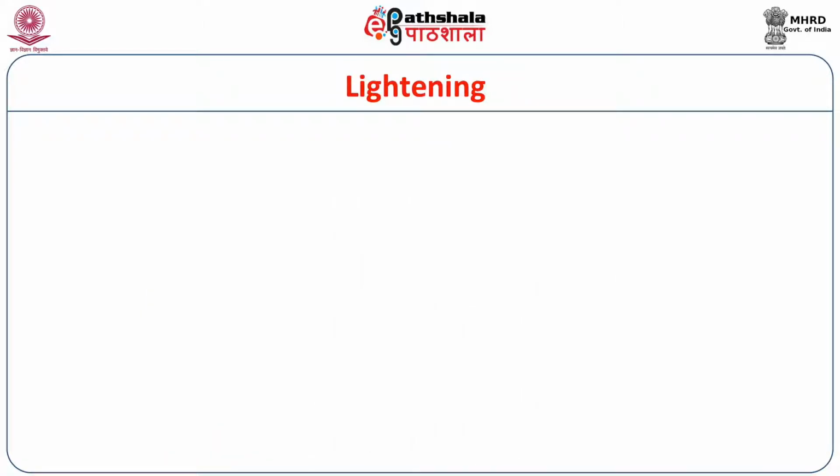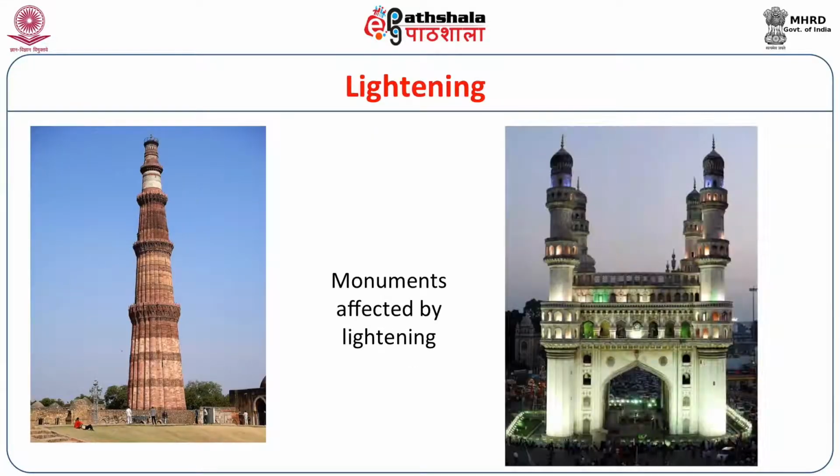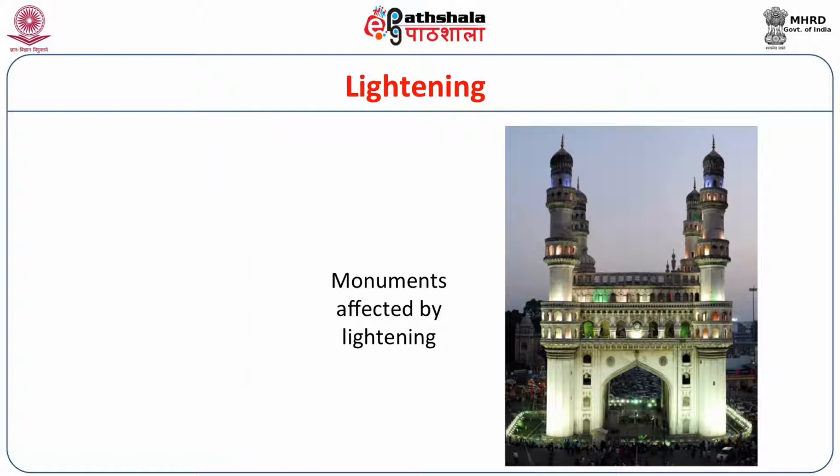Lightning is again one of the big factors responsible for the deterioration of monuments. Many monuments in India have been affected by lightning, particularly Qutub Minar. It has been affected many times by lightning, and also at the Charminar, one of the minars has been affected by lightning. Like that, there are many monuments which have been affected by lightning. So we have to take precautionary action to prevent lightning from affecting the monuments.